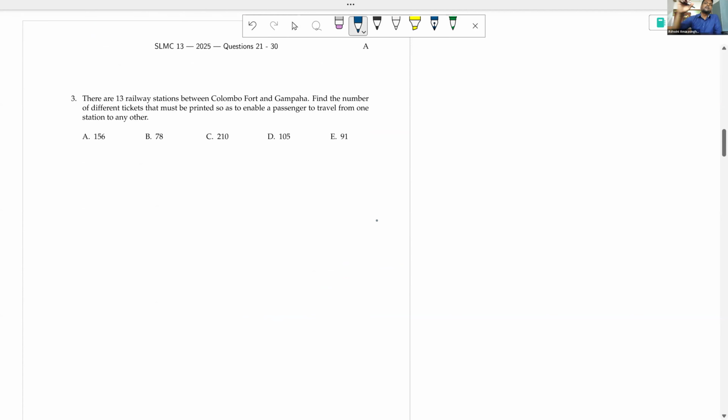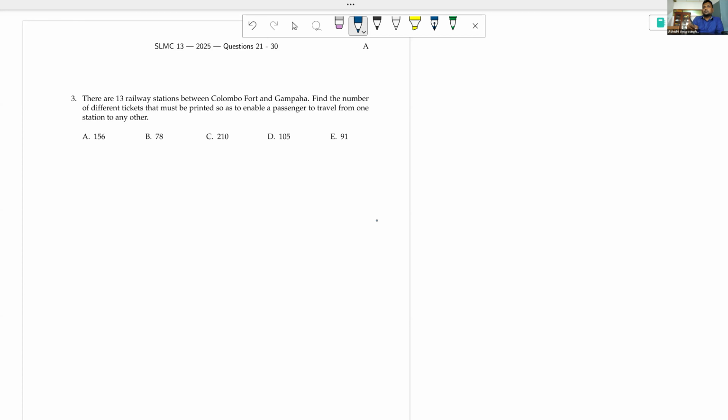Now this one right here. There are 13 railway stations between Colombo Fort and Gampaha. Find the number of different tickets that must be printed so as to enable the passenger to travel from one station to any other. So it includes Colombo Fort and Gampaha as well, according to the question.